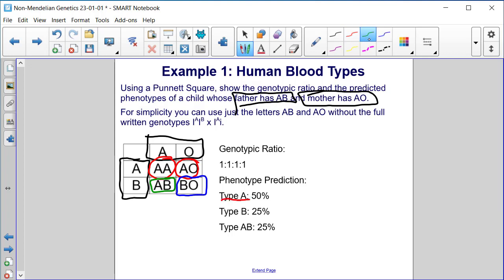Type B is just this one right here that's dominant in B and then recessive. So that's B. And then the one that's co-dominant, both AB, will result in type AB blood type. So 50% type A, 25% B, and 25% AB.